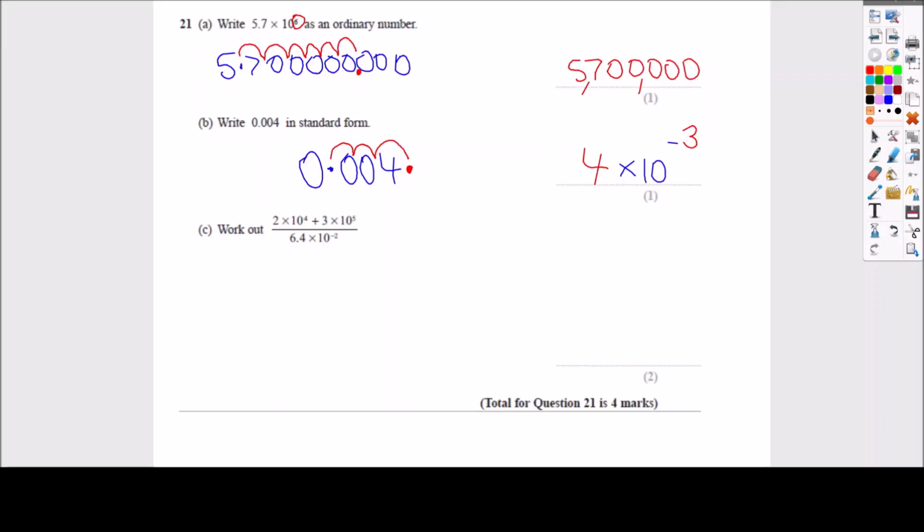Now I'm just going to check. If we put 4 times 10 to the minus 3 into our calculator, we do indeed get 0.04. So you can always check your answer afterwards.